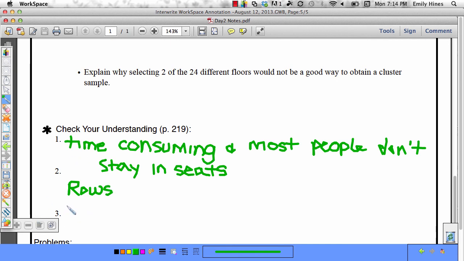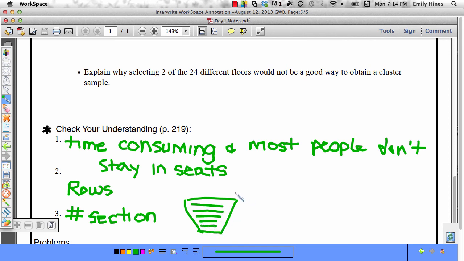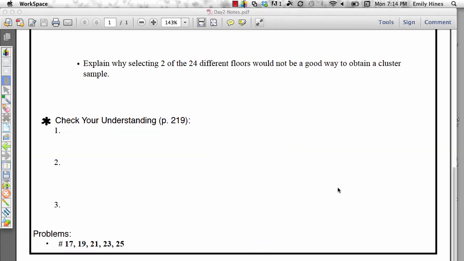Okay. If I'm going to cluster sample, I want to make sure I cluster sample by the numbered sections, like section 203 or section 201, because numbered sections contain all of the different rows. So if I randomly select one numbered section out of the arena and ask everyone in that section, I can also be sure that I'm hitting every price range. Okay, so those are the alternative types of sampling methods other than the simple random sample.